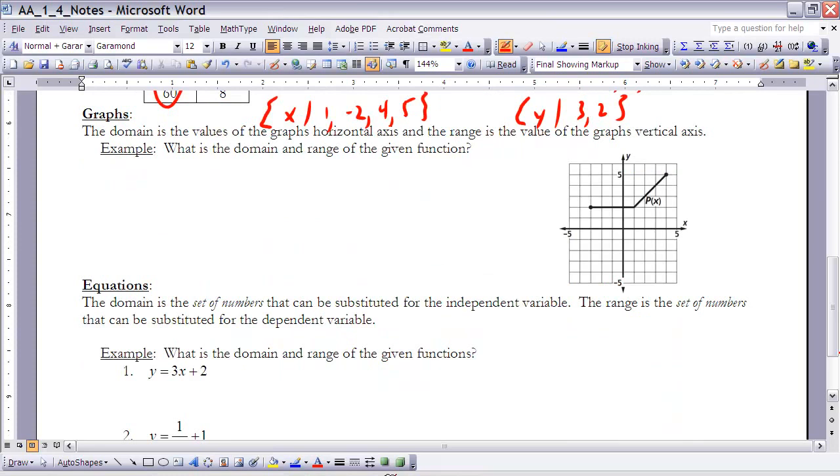So graphs: the domain is the values on the graph's horizontal axis and the range is the values on the vertical axis. So what is the domain and range of the given function?